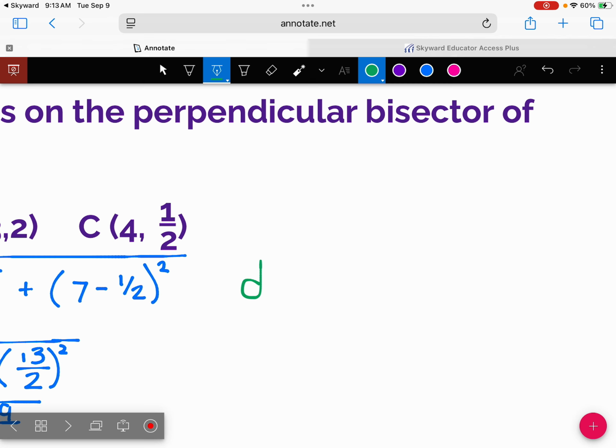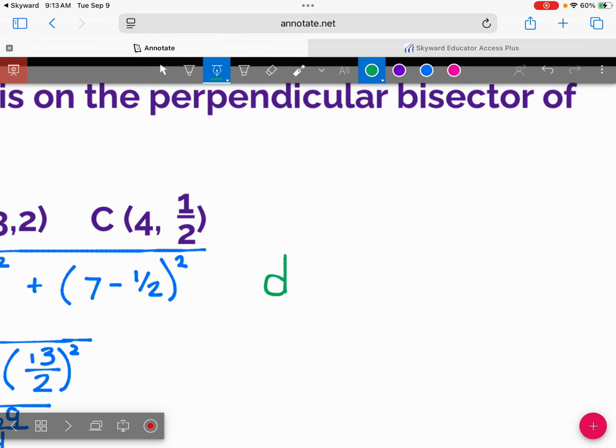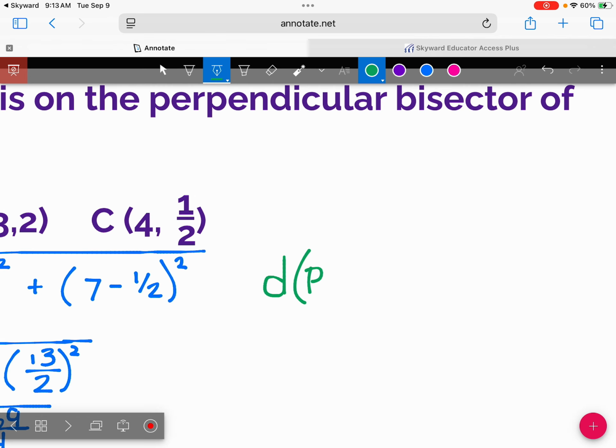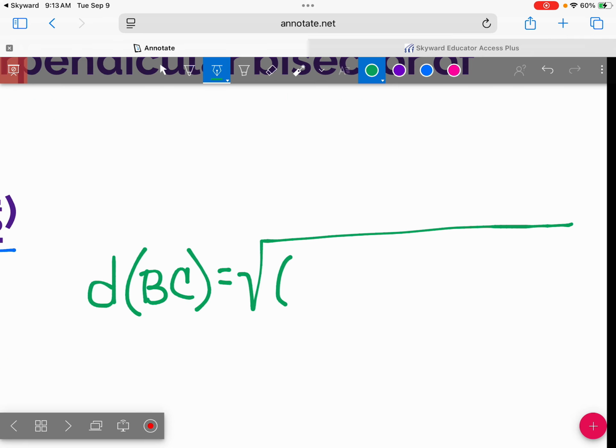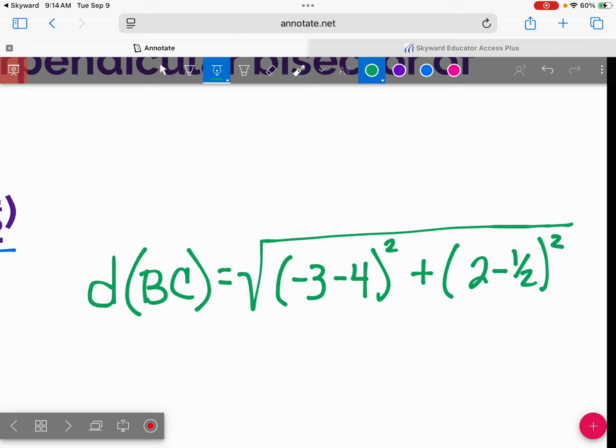So then let's do our other distance. We did from A to C. Now let's do from B to C. That's going to give us our square root of the change in our x's. So we're going to have our -3 minus 4 that we square. And we're going to add to it the change in our y's, 2 minus 1/2 squared. It's all about how they change, how far they've moved.